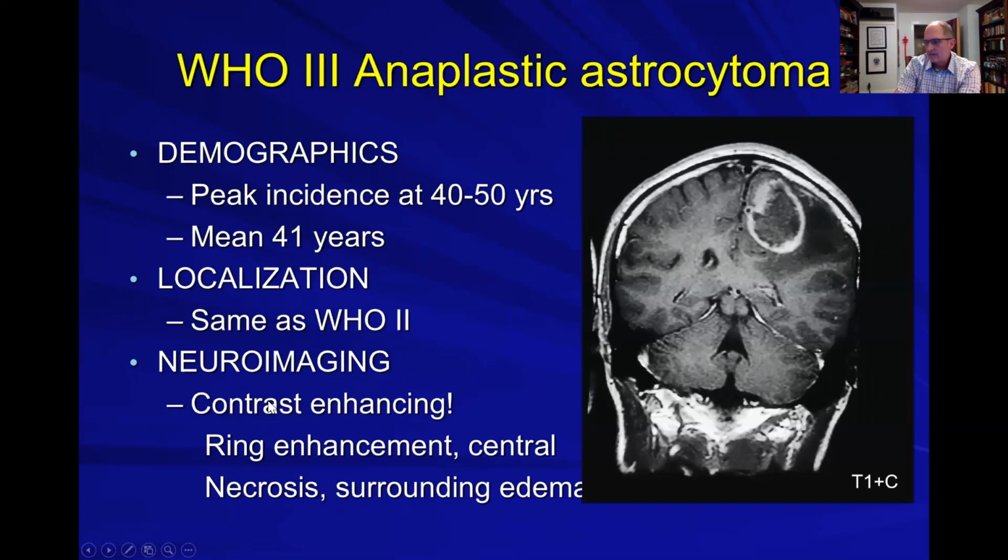The classic description will be a ring enhancement pattern with a central area representing necrosis and surrounding edema. You can see a good example of that here in this coronal view. Again, this is a T1 sequence with contrast. So ring enhancement with likely surrounding edema.